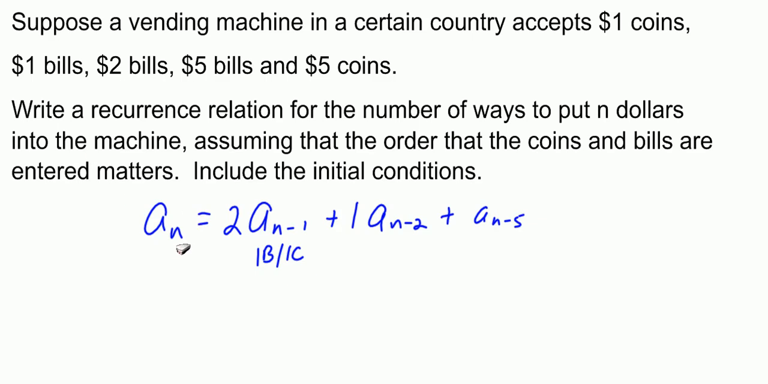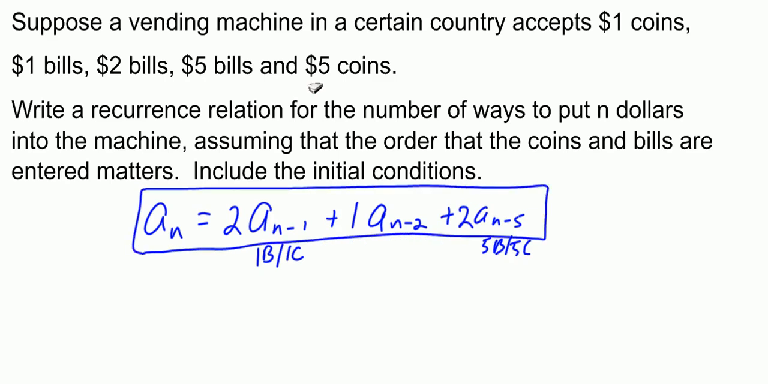Right? So if you were at $12, you could figure out what would put you at 7 and then add either a $5 bill or $5 coin. Right? So you have 5 bill or 5 coin. That would also give us 2 choices. Okay? So this is a recurrence relation that would take us to any value n.